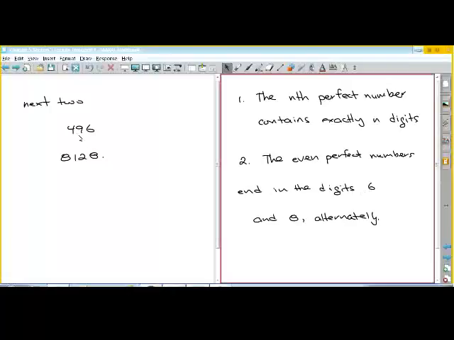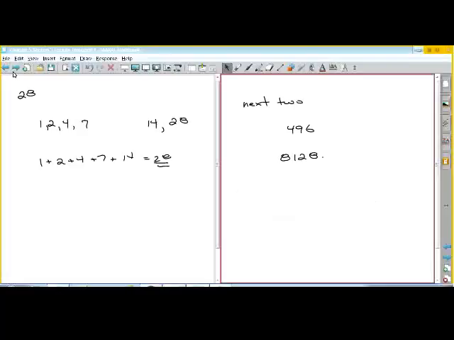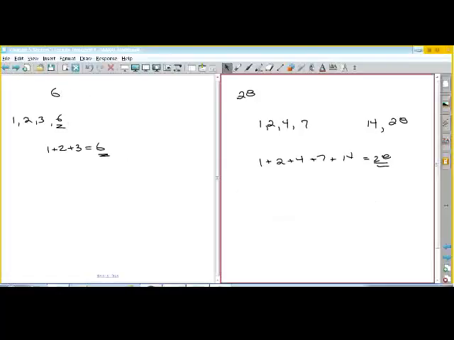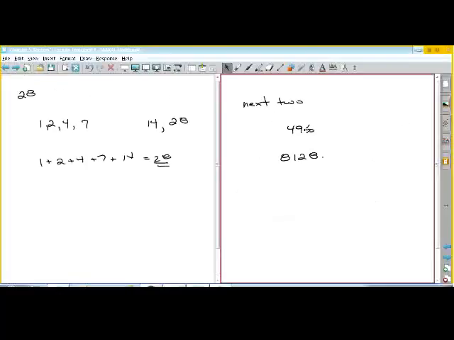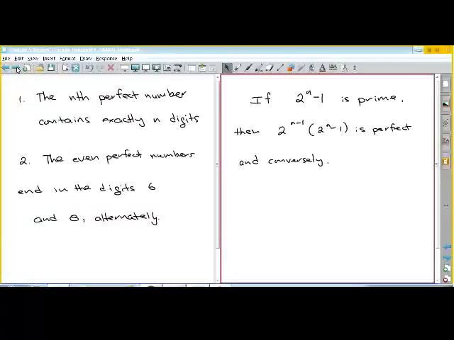And the even perfect numbers end in the digits 6 and 8. So you'll notice this ends in 6, this ends in 8, this ends in 6, this ends in 8, so the next number will end in 6, and the one after that will end in 8, and it just alternates like that.